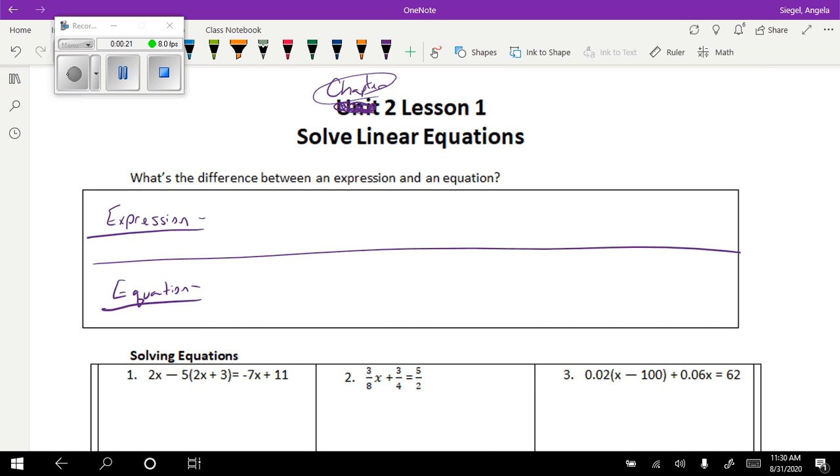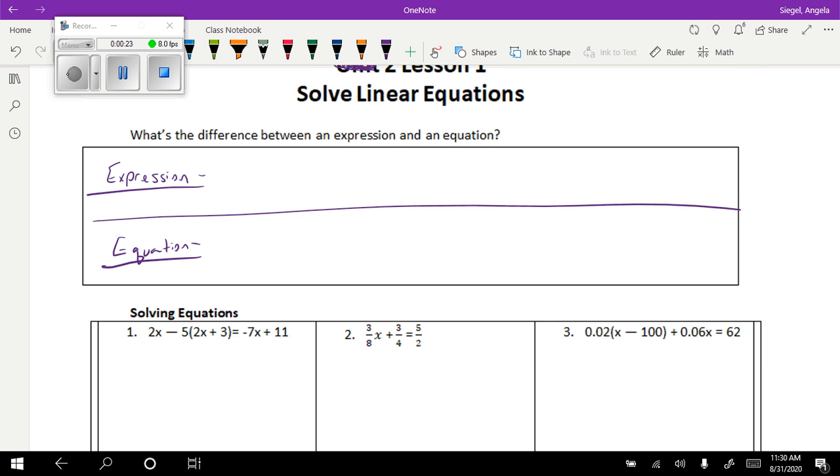One of the things that I see students make a mistake on is really knowing the difference between an expression and an equation. Obviously, an equation will have an equal sign, and an expression does not. The way you attack these two things is completely different. For an expression, you're going to combine like terms. That's your goal.